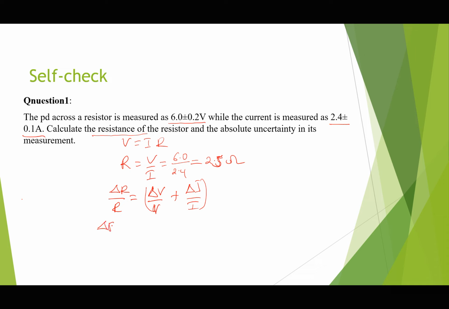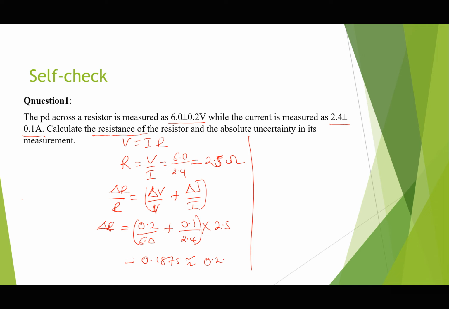So the absolute uncertainty in R is going to be, in V we have 0.2 divided by 6.0 plus 0.1 divided by 2.4. This is multiplied by the true value of R, which is 2.5. And when I press my calculator, this is giving me 0.1875. Remember, the absolute uncertainty is good enough to just one significant figure, so this will be approximately 0.2.